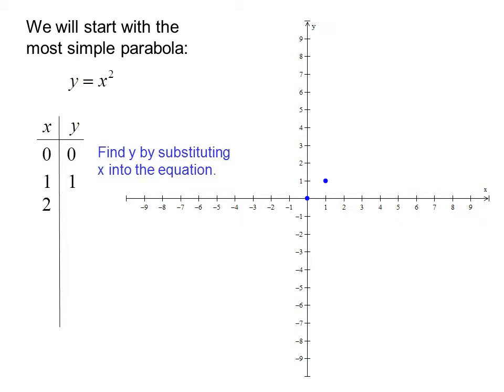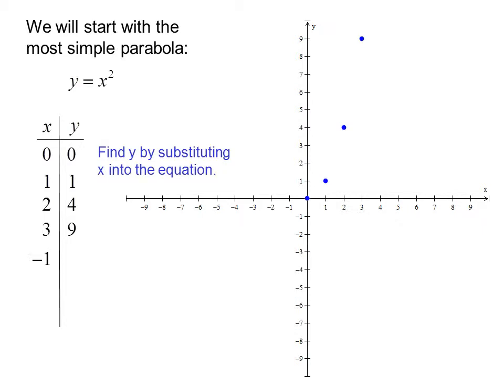Next, we try x is 2. We put 2 into the equation. 2 squared is 4. So we have a dot at 2, 4. If we try x is 3, 3 squared is 9. So we'll put a dot at 3, 9.